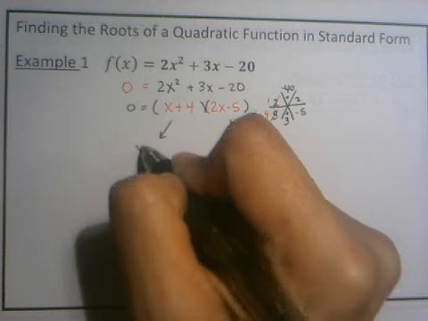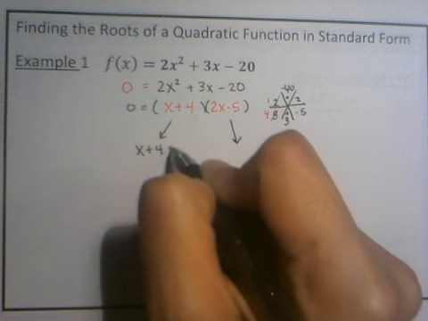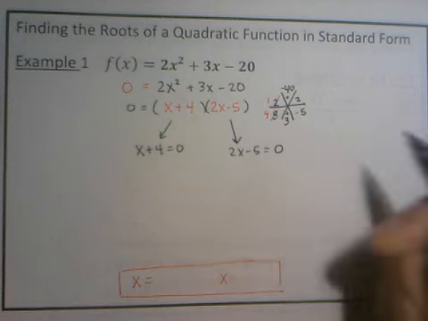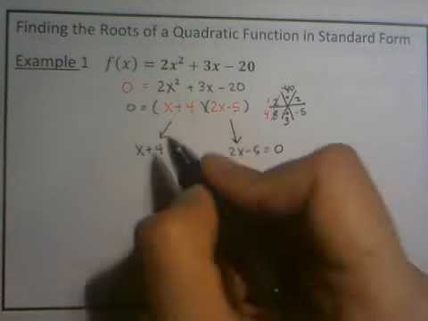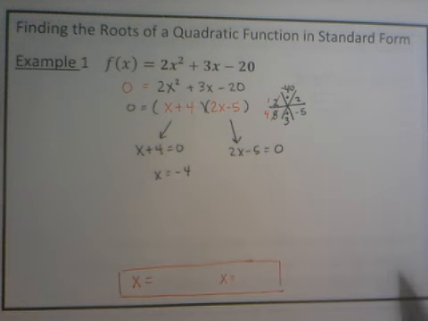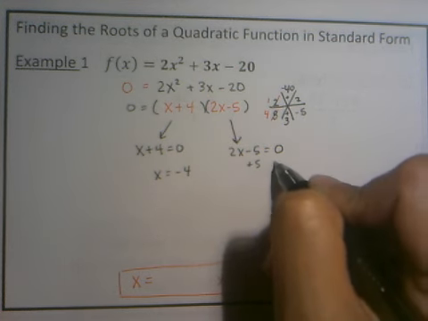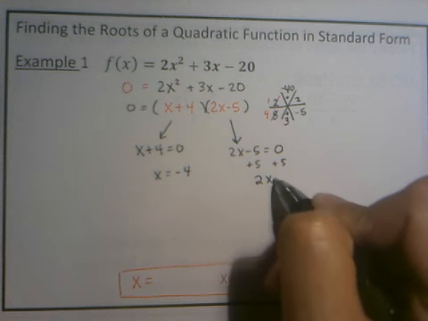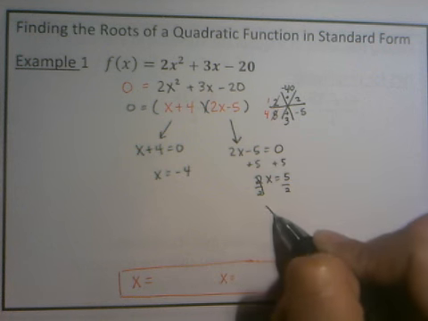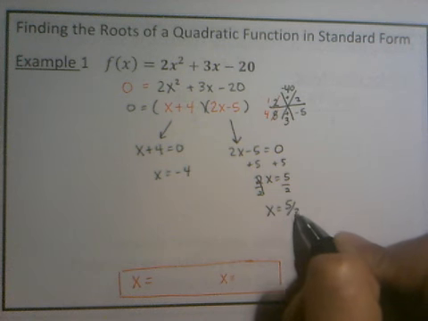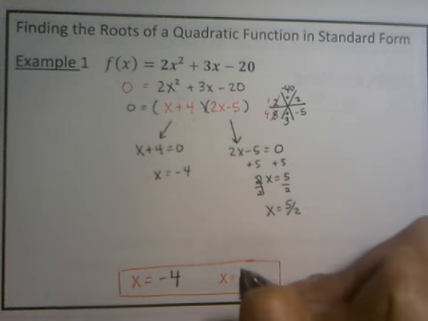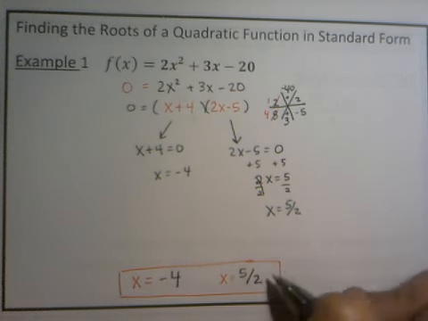Splitting this out, we have two equations to solve. x plus 4 equals 0, and 2x minus 5 equals 0. If I subtract 4 on both sides, this equation gives me x equals negative 4 as a solution. And this equation, add 5 to both sides, then divide by 2, which leaves me with x equals 5 over 2. And these two numbers are my roots, which I can fill in down here as my answers.